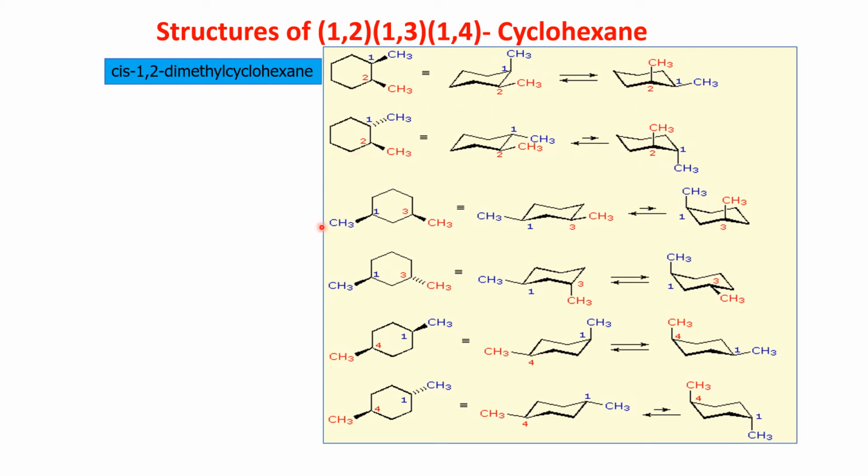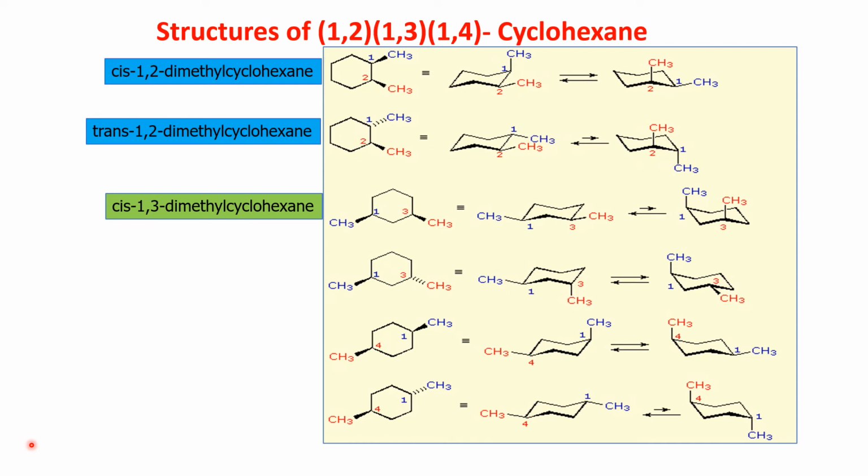And if you see the trans, this is the trans structure of 1,2-dimethylcyclohexane. Trans means it may be axial-axial or equatorial-equatorial. In this structure, these two are in the equatorial position. If you flip it, both go to the axial position. Both are trans only, whether equatorial or axial. And the next one is 1,3. This is 1 and this is 3. See the bonds, both are wedge bonds.